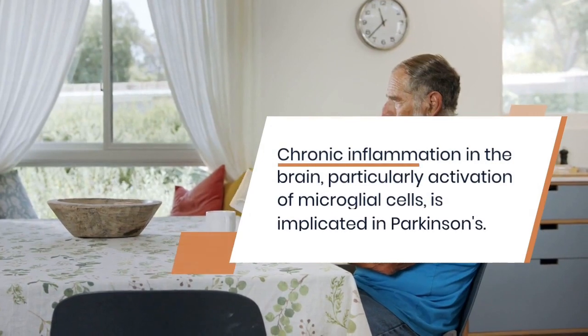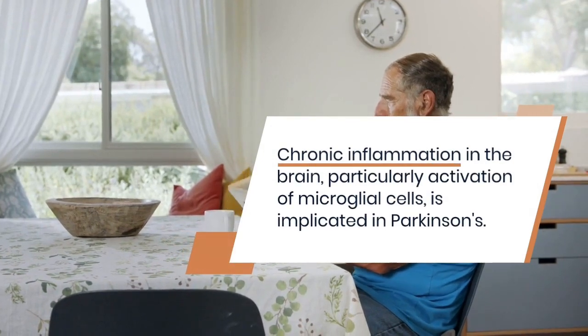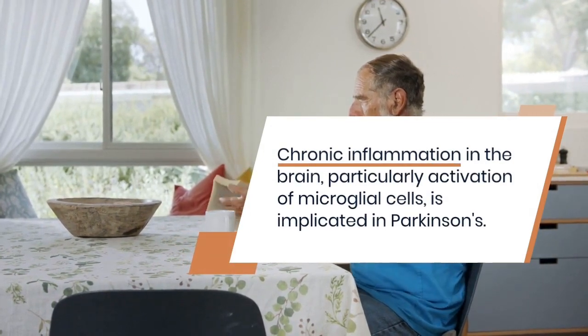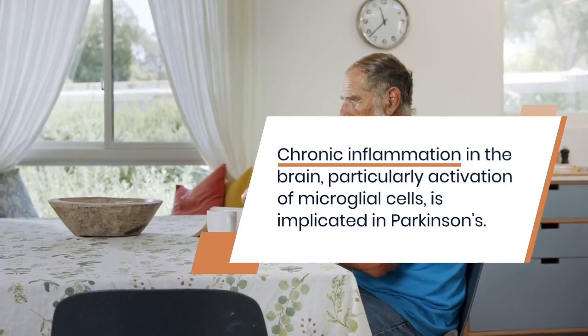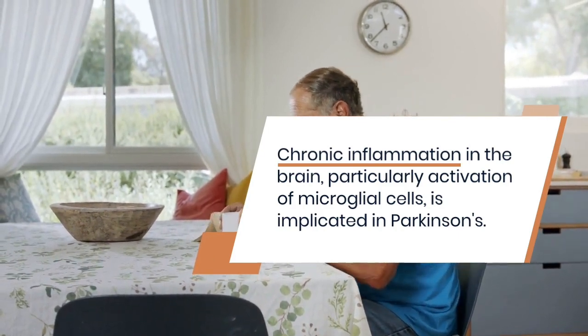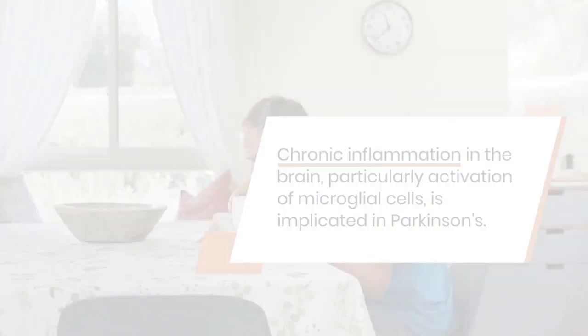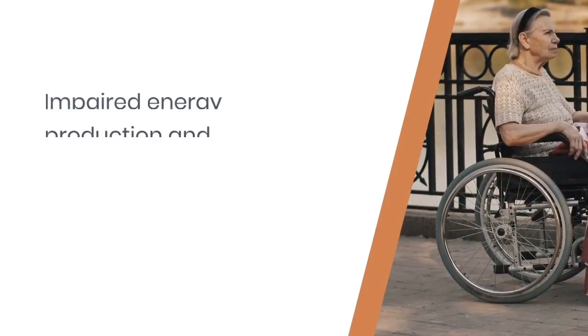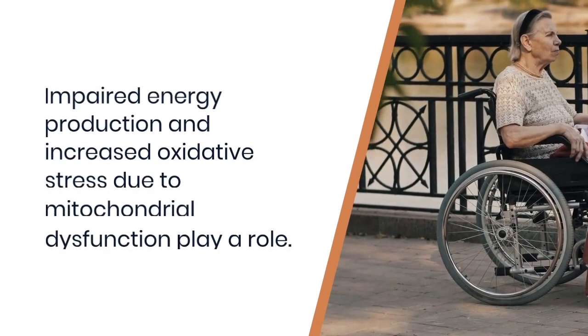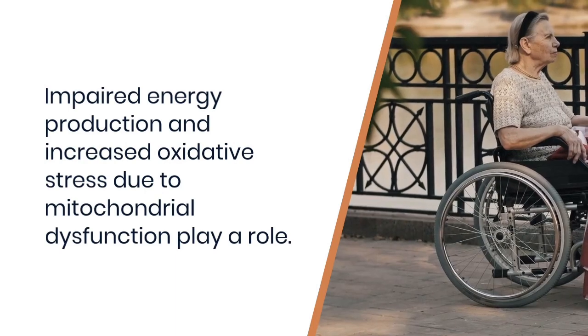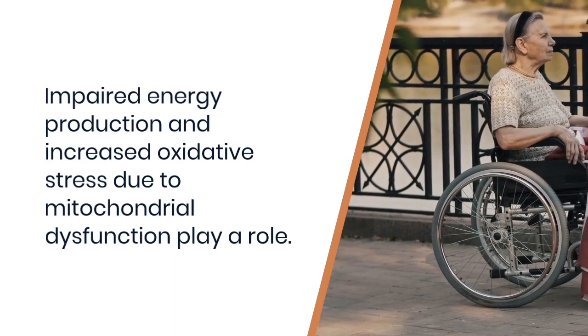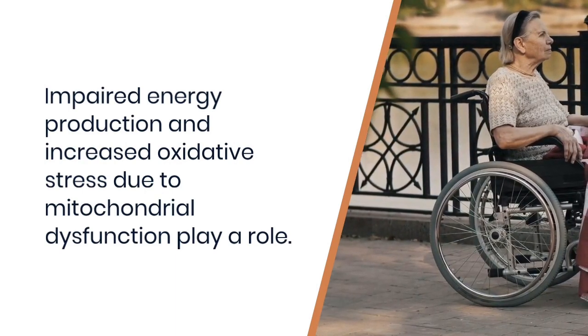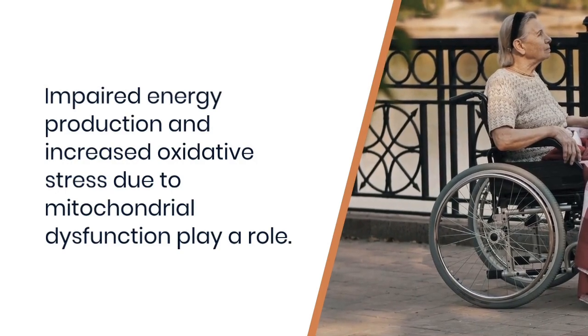Parkinson's disease is a neurodegenerative disorder characterized by the progressive loss of dopamine-producing cells in the brain, particularly in the substantia nigra. Dopamine is a neurotransmitter that plays a critical role in movement control, and its deficiency leads to the characteristic motor symptoms of Parkinson's disease, such as tremors, rigidity, bradykinesia, slowness of movement, and postural instability.